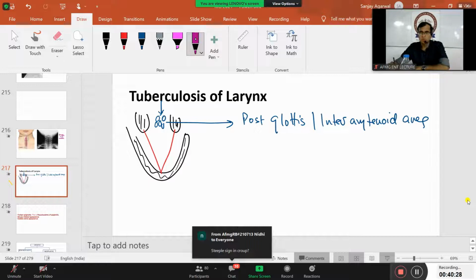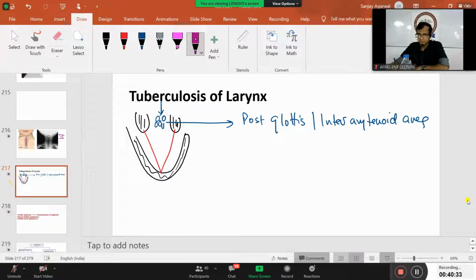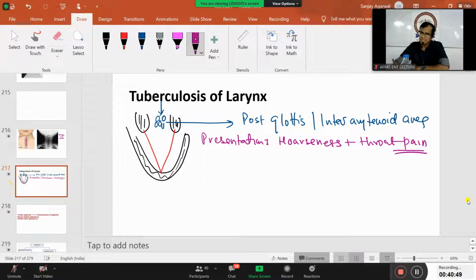Steeple sign is in croup. Yes, steeple sign is a feature of croup. Presentation: hoarseness is the main complaint. Anything in the larynx, hoarseness happens for sure, plus throat pain. Like anything in the ear, hearing loss happens for sure.